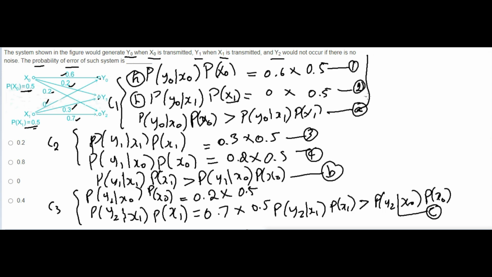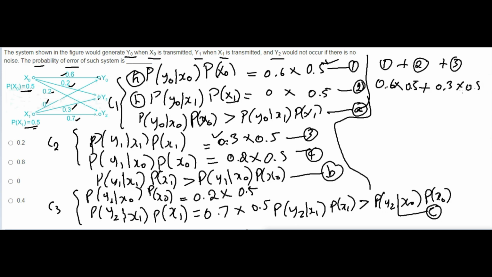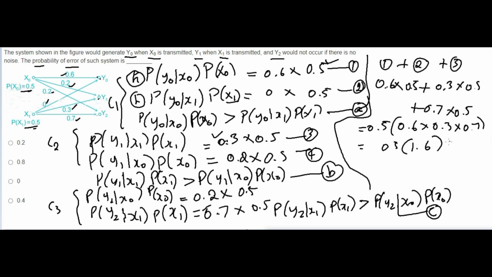Now go for the next step: add all the three, 1 plus 2 plus 3. We get a simple expression: 0.6 into 0.5, which is the higher one, right? Then, among the next two, this is higher, so plus 0.3 into 0.5. Then, among these two, this is higher, so plus 0.7 into 0.5. When you compare these three, you get 0.5 as common. So 0.5 into the sum of 0.6, 0.3, and 0.7, which gives 1.6, so the total is 0.8.